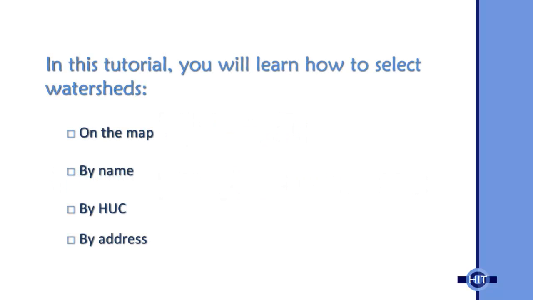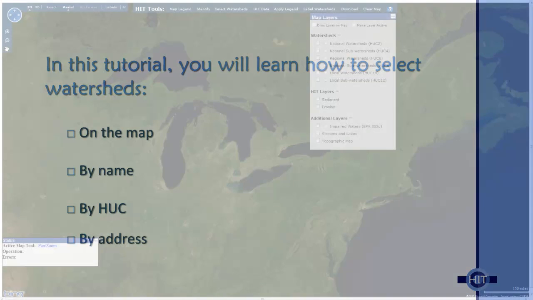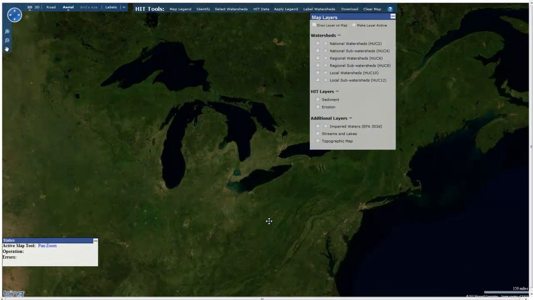In this tutorial, you'll learn the 4 different ways to select watersheds on the HIT map page: on map, by watershed name or HUC, and by address. For this tutorial, I'm going to focus on watersheds within the Western Lake Erie Basin.